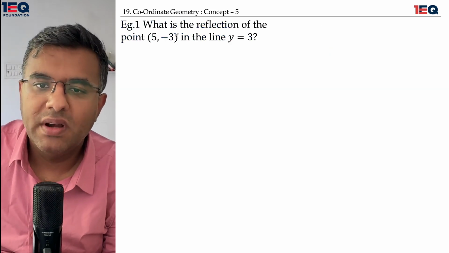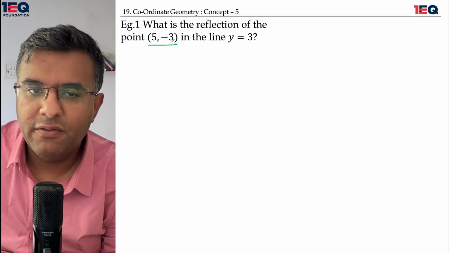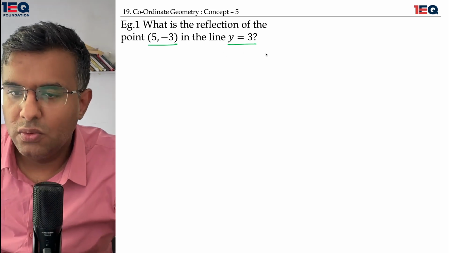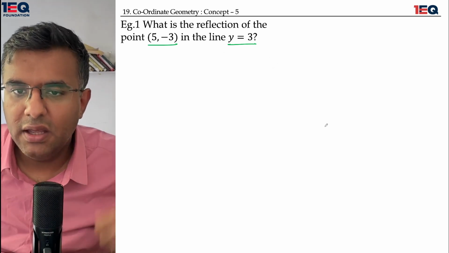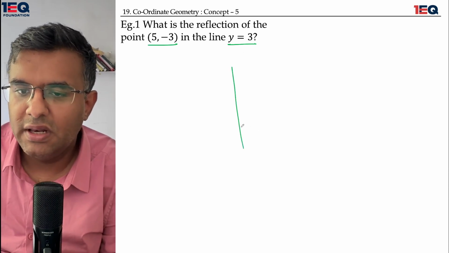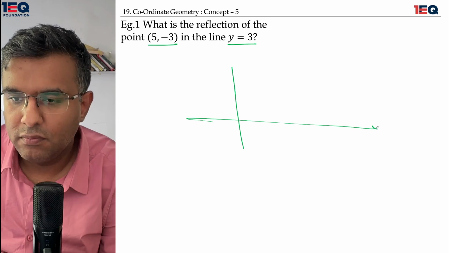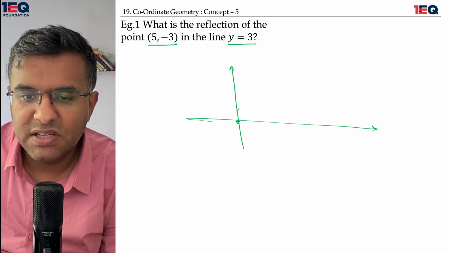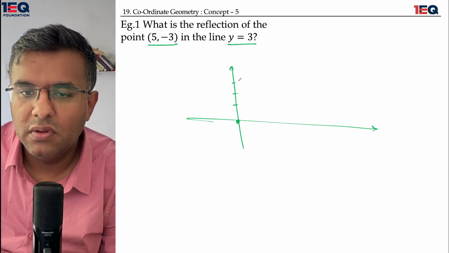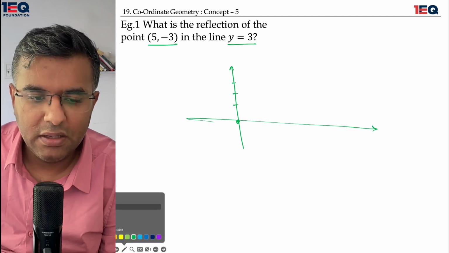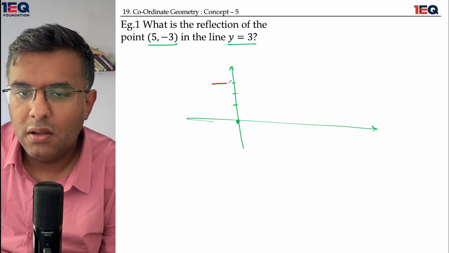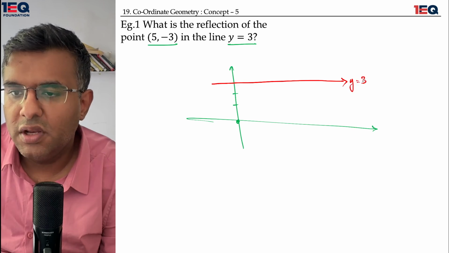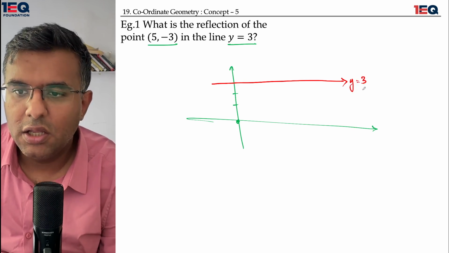Now, what is the reflection of the point 5 comma minus 3 in the line y equal to 3? Let me quickly draw the line y equal to 3. When I say y equal to 3, that means it must be somewhere here. 1, 2, 3. So here is my line, which is y equal to 3. This is the line y equal to 3.